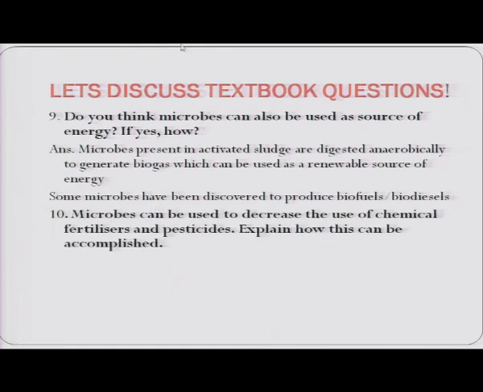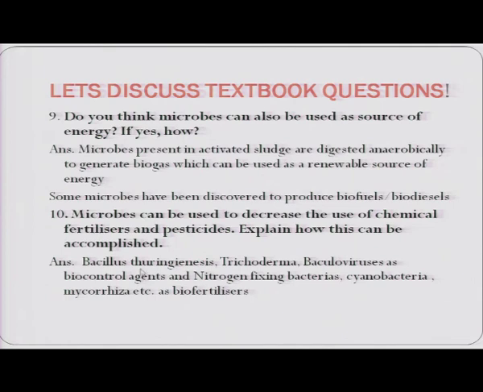The next question is, microbes can be used to decrease the use of chemical fertilizers and pesticides. Explain how this can be accomplished. When we are talking about chemical fertilizer, we can explain about biofertilizers instead of using chemicals, and instead of using pesticide, we can refer to biocontrol. So, Bacillus thuringiensis bacteria, Trichoderma, the fungi, baculoviruses, the viruses can be used as biocontrol agents as we have studied, and the nitrogen fixing bacteria, cyanobacteria, mycorrhiza, they can be used as biofertilizers.